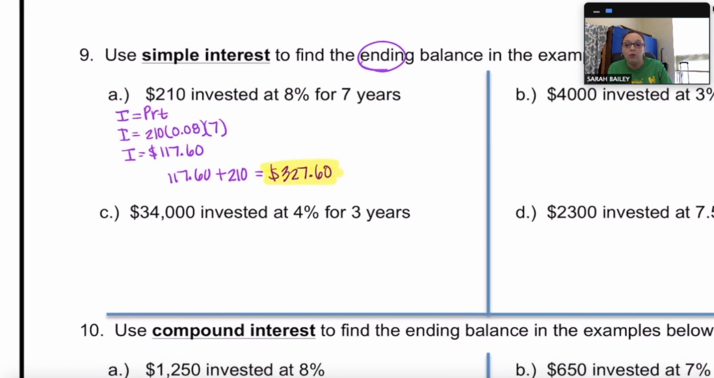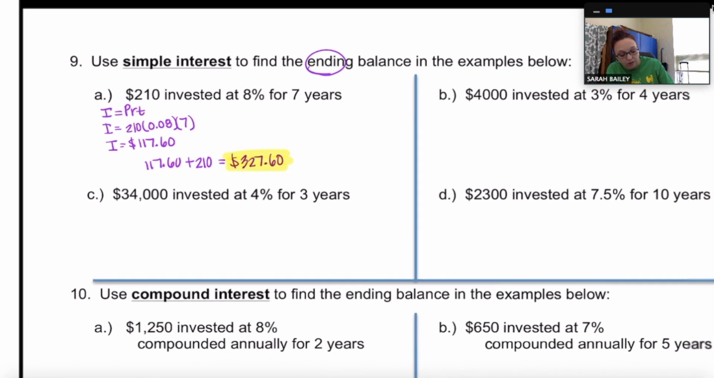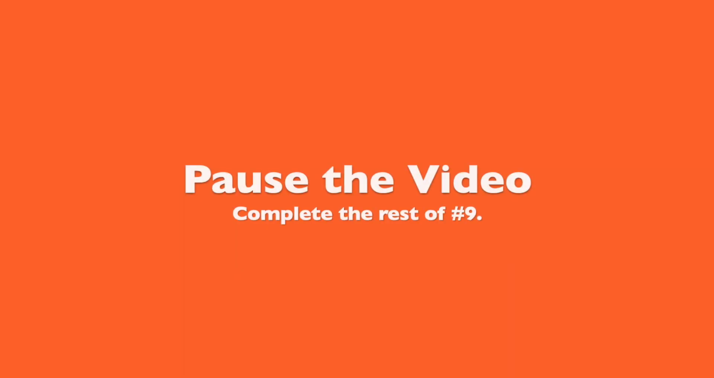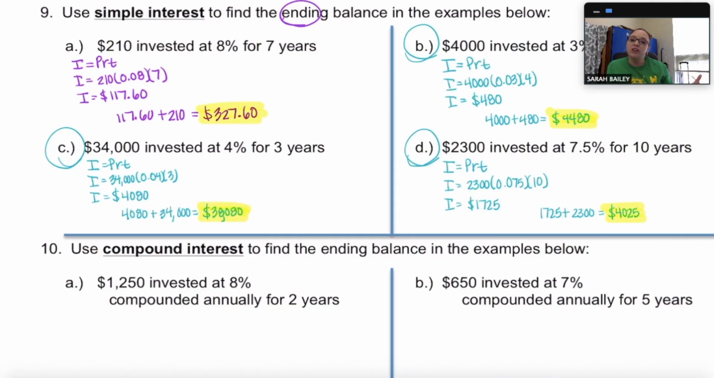Okay, so I want you to finish number 9 right now, which are all simple interest problems. So pause the video and finish number 9. So here's my work for the rest of number 9. So you might want to pause the video and make any necessary corrections.